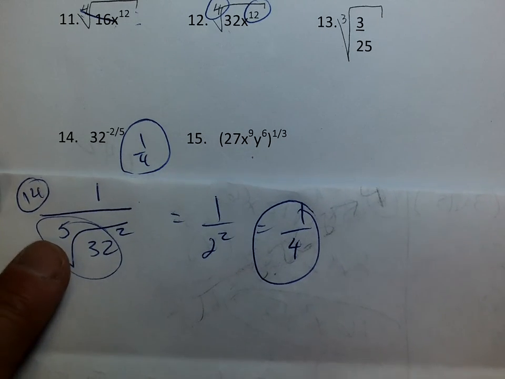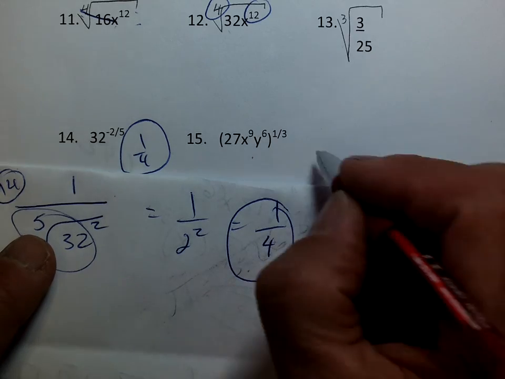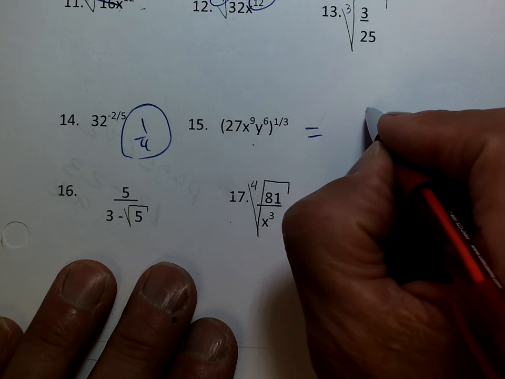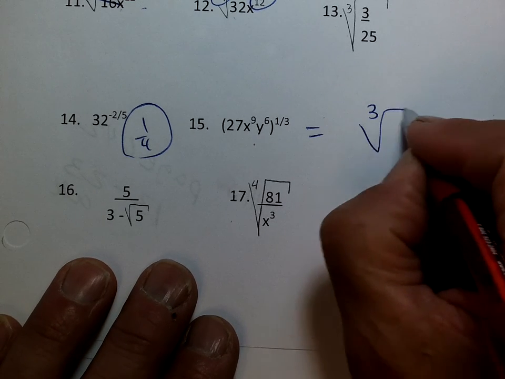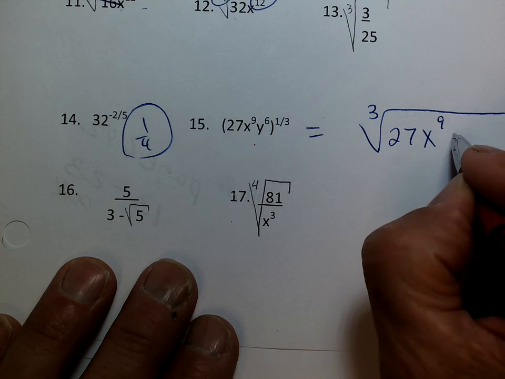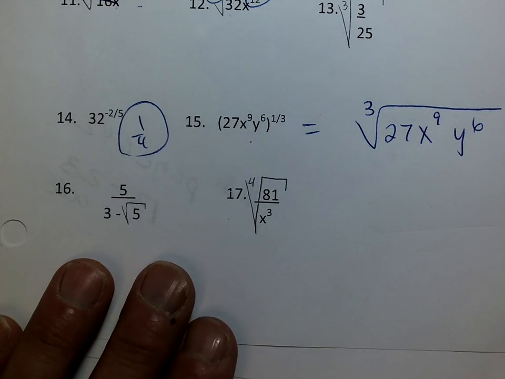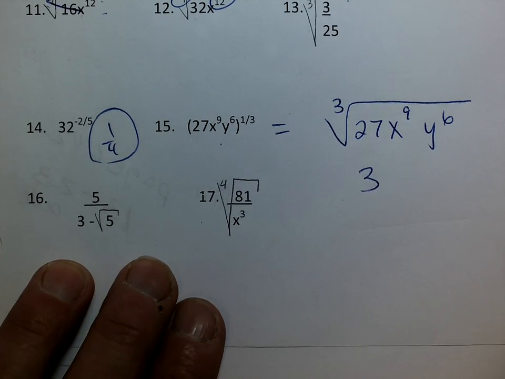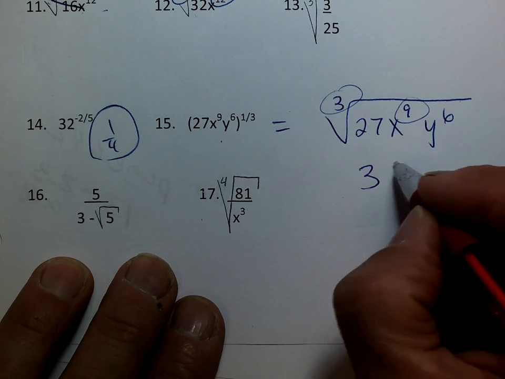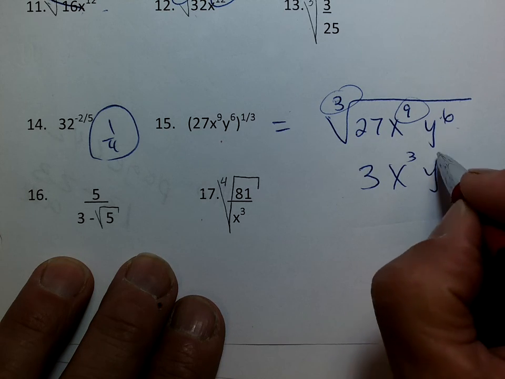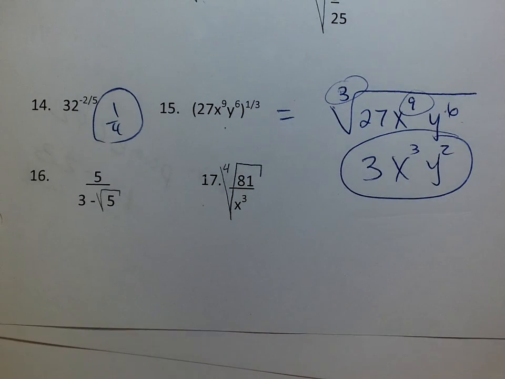Okay, 15. Right, I'll do 15 on the paper. It's just as easy. 15 is going to be the cube root of 27x^9y^6. Cube root of 27 is just plain old 3. If I take a third of that, I get x to the 3rd. Take a third of that, I get y to the 2nd. That is all. Wasn't that easy?